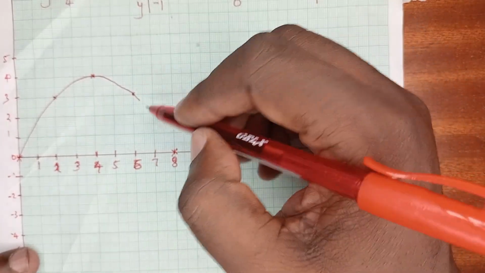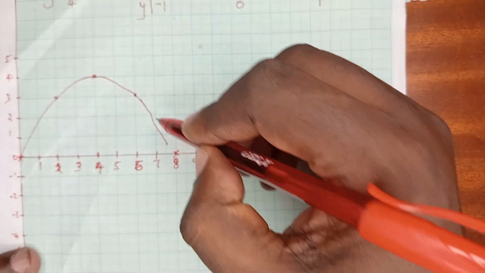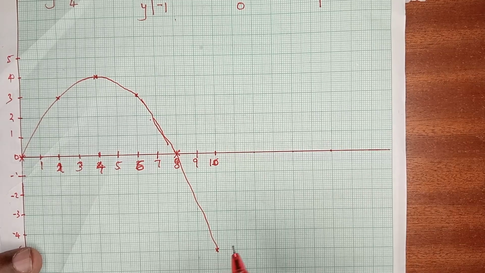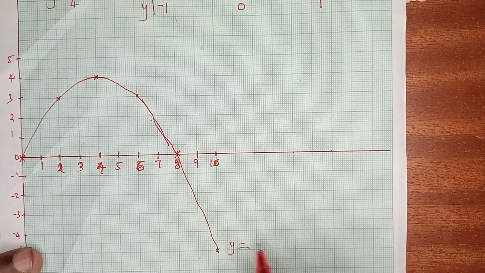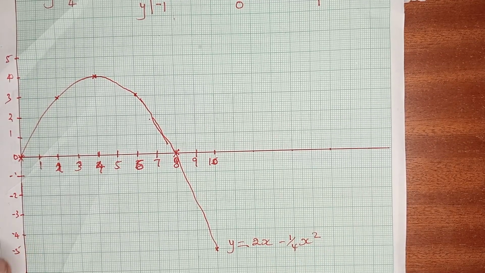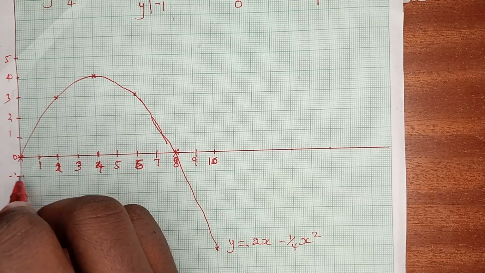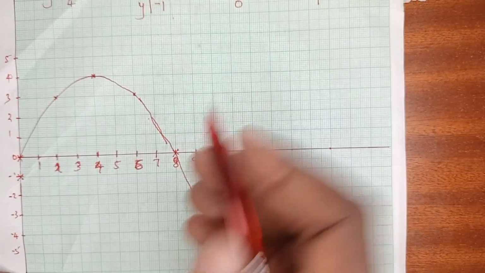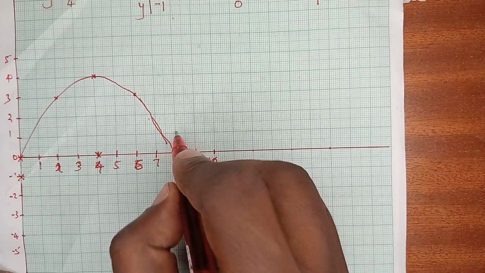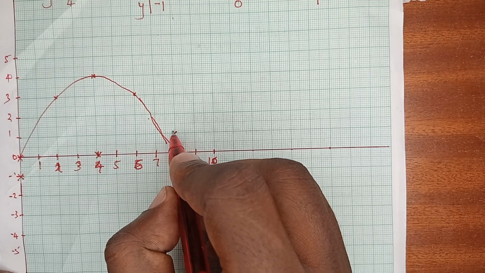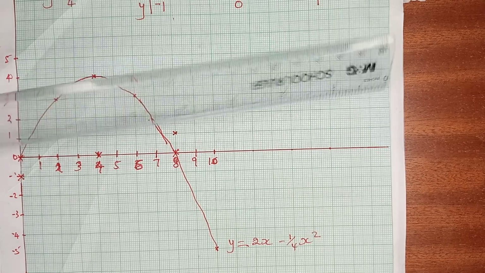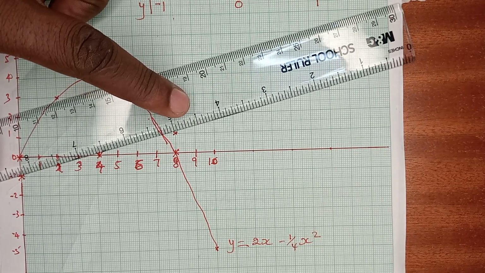Let's have a graph drawn here. That is the graph of y equals 2x minus a quarter x squared. The other one is just a straight line: 0, negative 1 there, then 4, 0 there, and then 8, 1, yes, 8, 1 there. That is now the straight line.